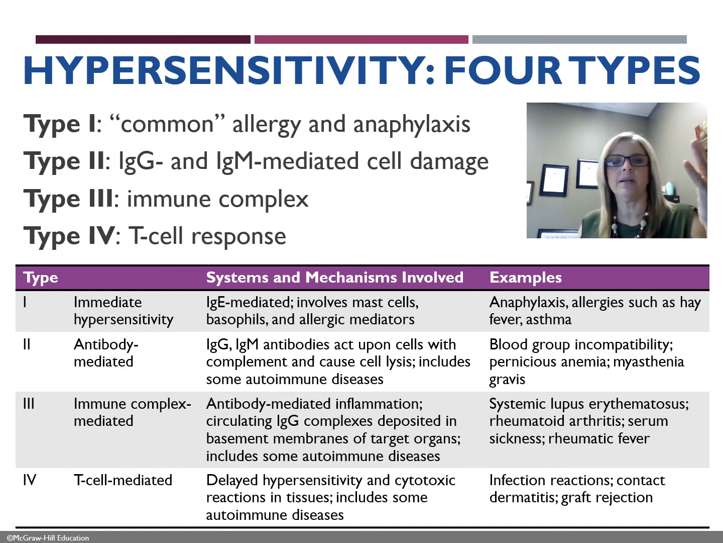Type 1 is immediate, or also anaphylactic. So this is going to be your more common allergies and anaphylaxis, all right? So allergic anaphylaxis, immediate hypersensitivity. This is going to include things like allergies to medications like penicillin, drug allergies, eczema, different types of food allergies. We sometimes also call this IgE mediated because this is going to involve IgE antibodies.